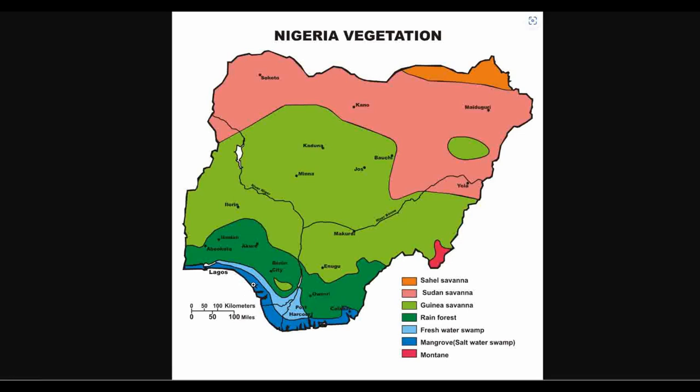Now, you should remember the states that would be hosting this particular biome. They include, for the mangrove swamp, Lagos, Edo, Rivers, Cross River, and Delta. And now, the characteristics for organisms that you find here. The plants of the mangrove swamp possess specialized breathing roots called pneumatophores. I showed you that in the last video, topic 17 of the JAMB syllabus.